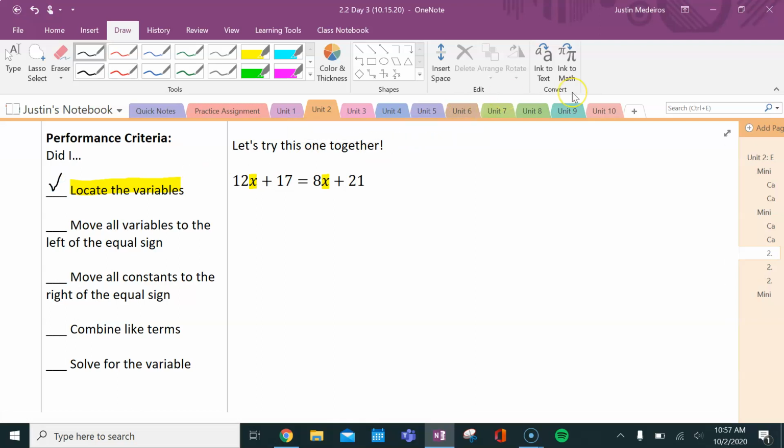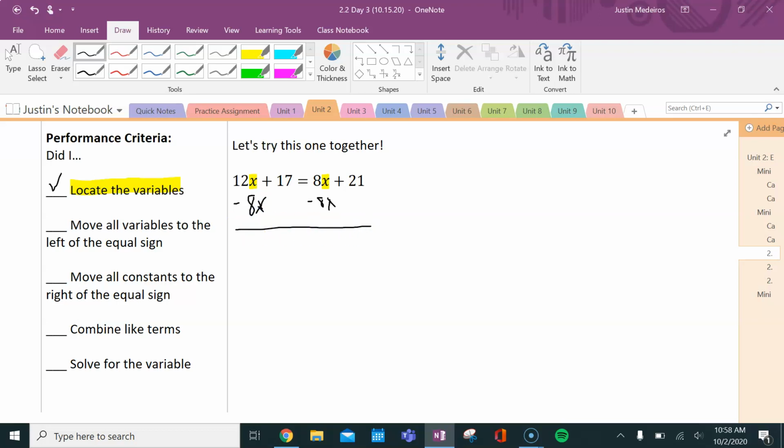The next thing we want to do is move all variables to the left side of that equal sign. In order to do that, we want to do the inverse operation. If this variable is on this left side here, we want to subtract 8x from this side because this is a positive 8x, so the inverse operation would be a minus 8x. Once we do that to one side of the equal sign, we will need to do it to the other side.